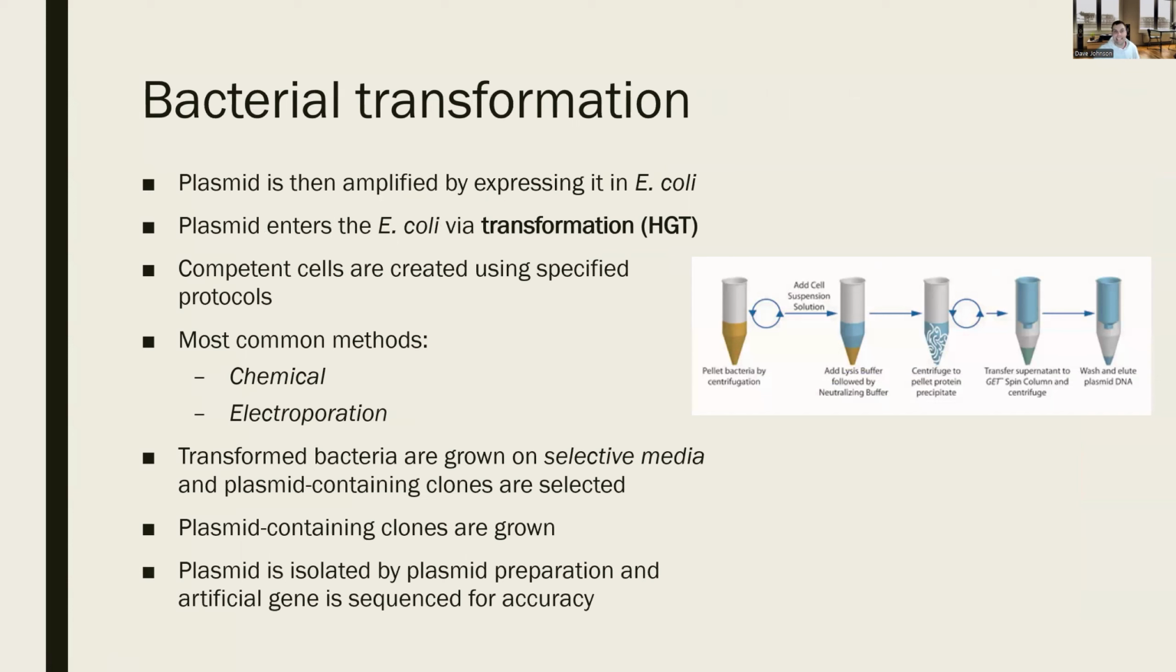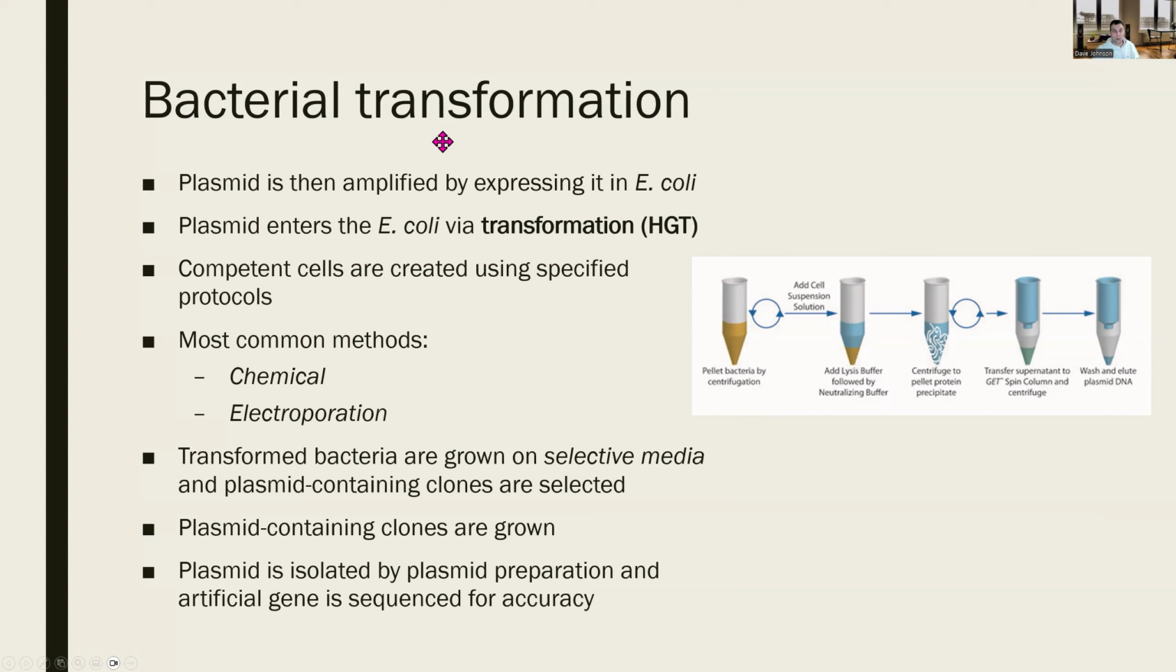Once we've created these transcriptional or translational fusions, before we can put them into our organism of interest or our cell of interest, we first must take that plasmid and amplify it by expressing it in E. coli. This is done through a process called bacterial transformation.